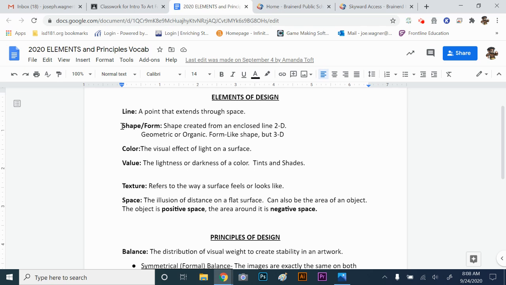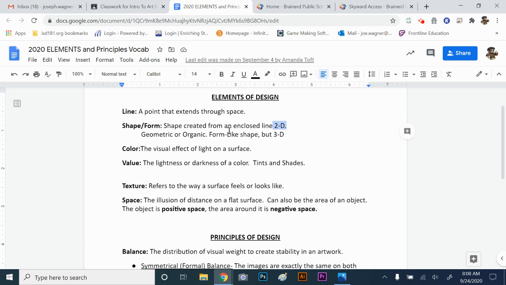Okay. Then we have shape and form. The reason why we link shape and form together is because they're extremely similar. Shape and form are basically the same thing, except shape is 2D. So that's the key here. Shape is two-dimensional. So shapes are things like squares, circles, rectangles. They could also just be any random, like a blob shape could be like a shape.